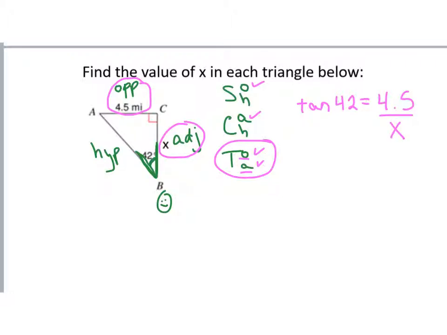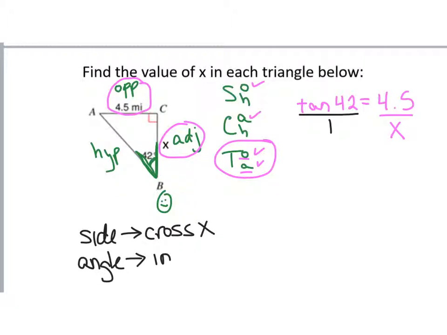The next thing we did is we set it up into a proportion because we're going to cross multiply. Remember, if you're looking for a side, you cross multiply. And if you're looking for an angle, that's when you use the inverse function. Okay, so in this case I'm going to cross multiply, so I end up with x times the tangent of 42 equals 1 times 4.5.